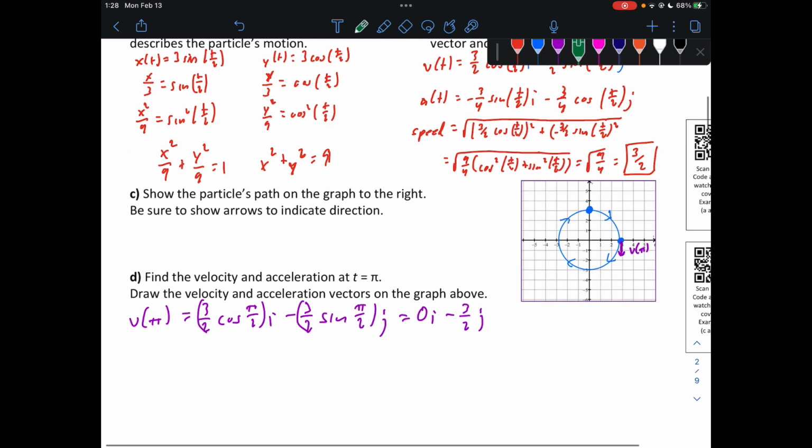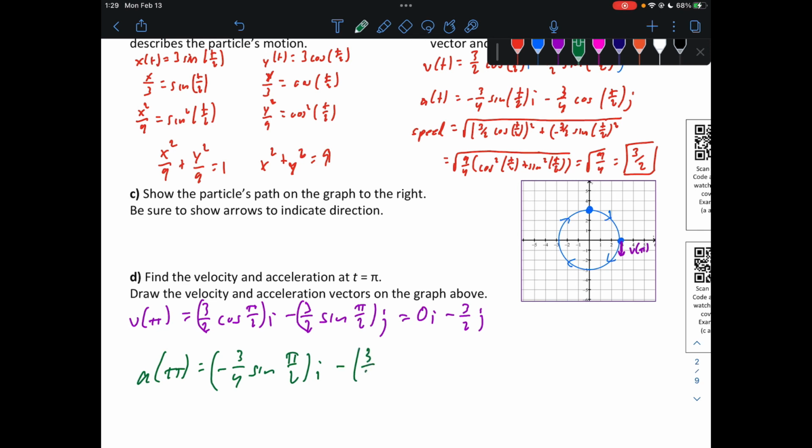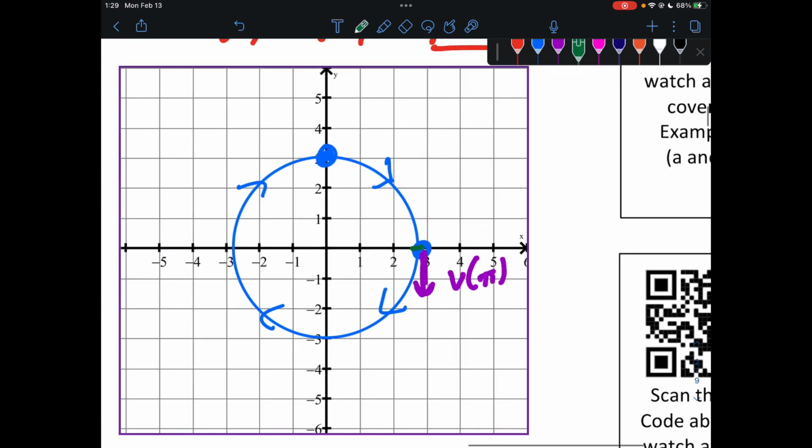Okay, and then my acceleration at pi would be negative 3/4 sine pi over 2 i. Sorry, I copied that down wrong. And then minus 3/4 cosine pi over 2 j. So sine of pi over 2 being 1, it would be negative 3/4 i. Cosine pi over 2 is 0, so plus 0j. So my acceleration vector should be like that.